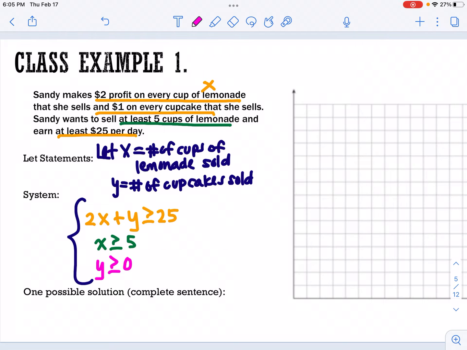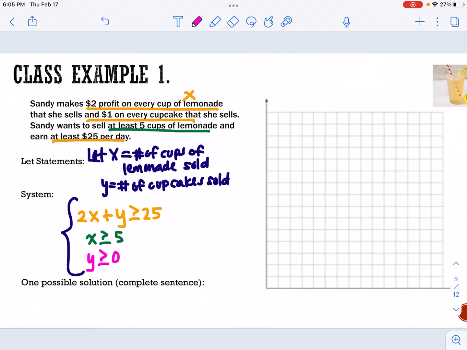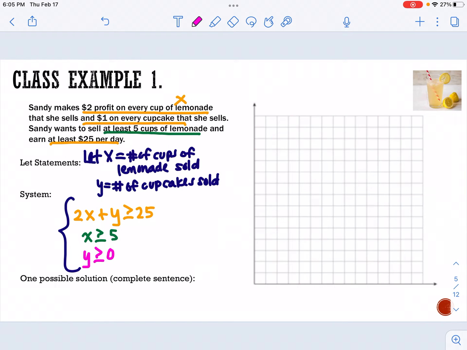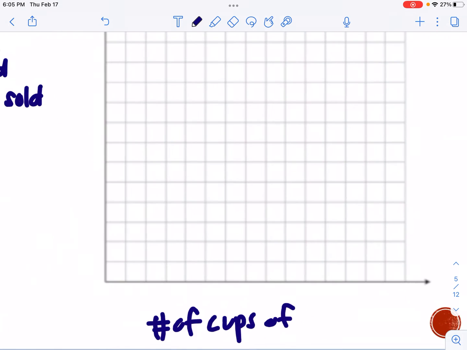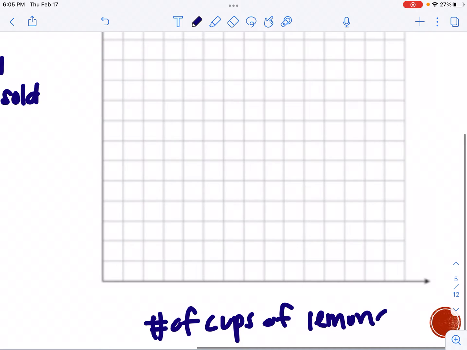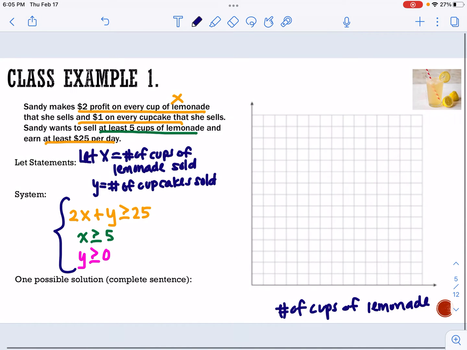So now that we have our inequality in our system, we now want to start graphing. Now, when we're graphing, we want to make sure that we're including the following components. You do need a title, you do need to label your axes, and you also need to clearly indicate what your intervals are. So let's start by labeling our axes because that's a little bit easier. We could take a look at our let statements, and that's going to tell us which is my x-axis and which is my y-axis. In this case, we're going to label our x-axis as the number of cups of lemonade sold. And then we're going to label our y-axis as the number of cupcakes.